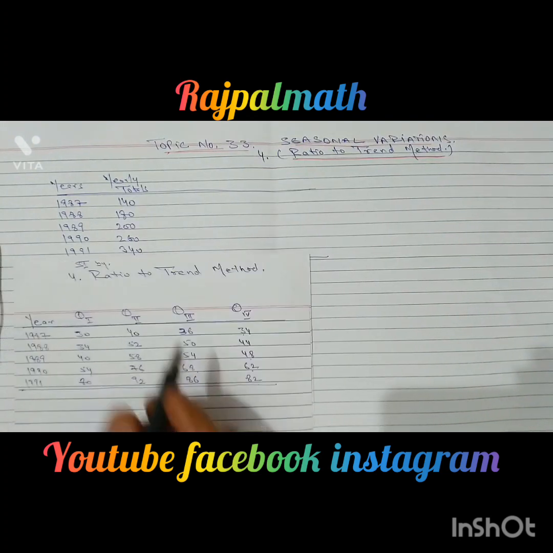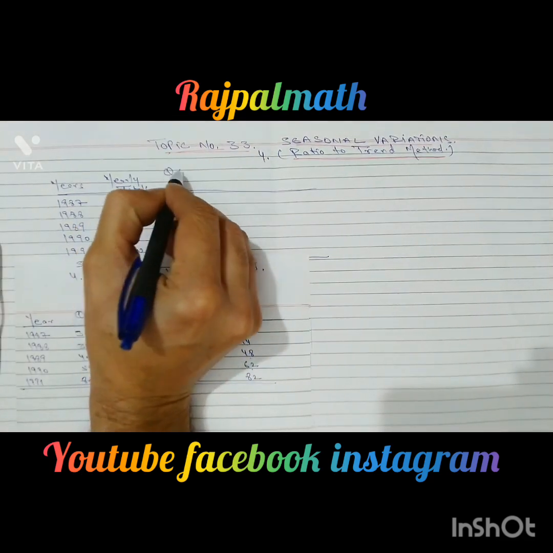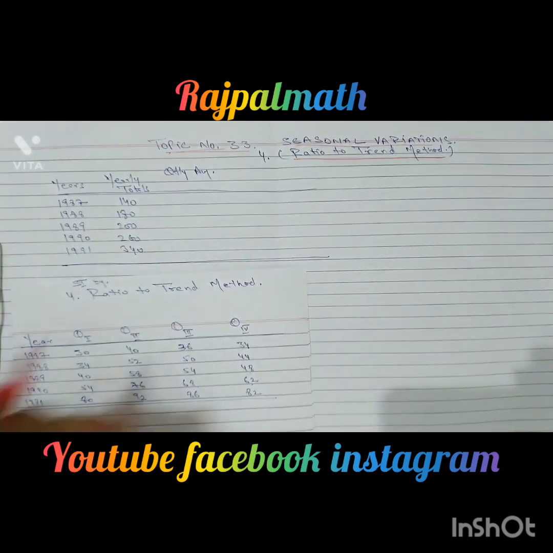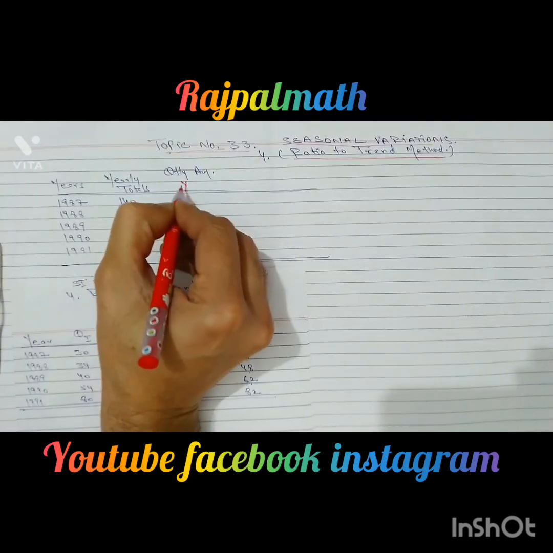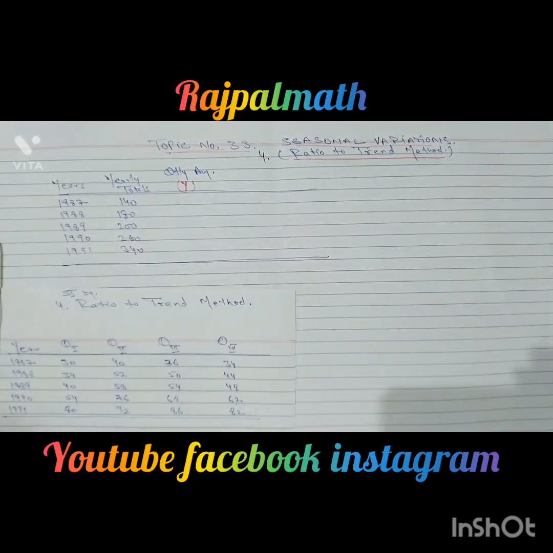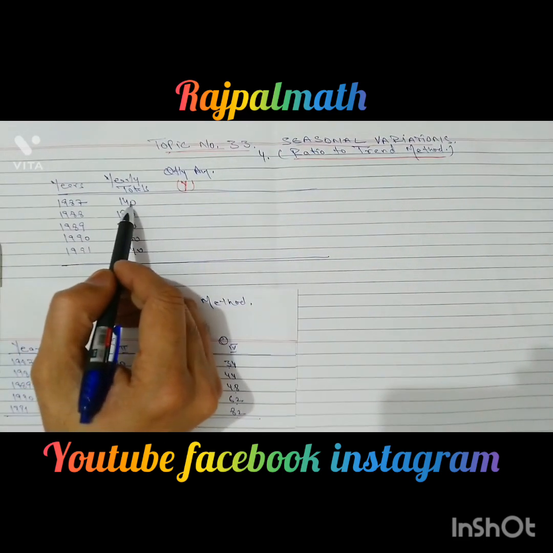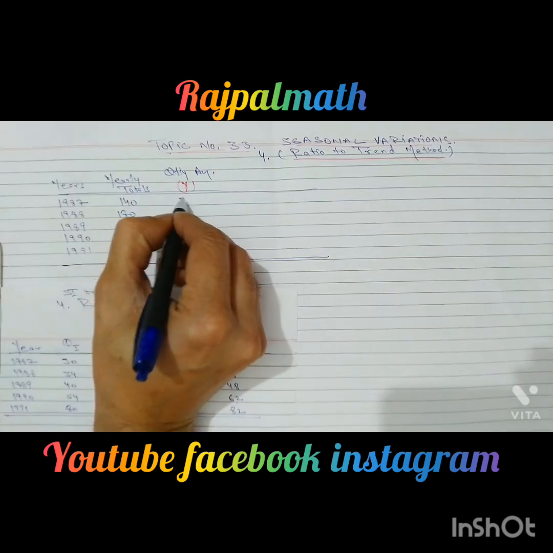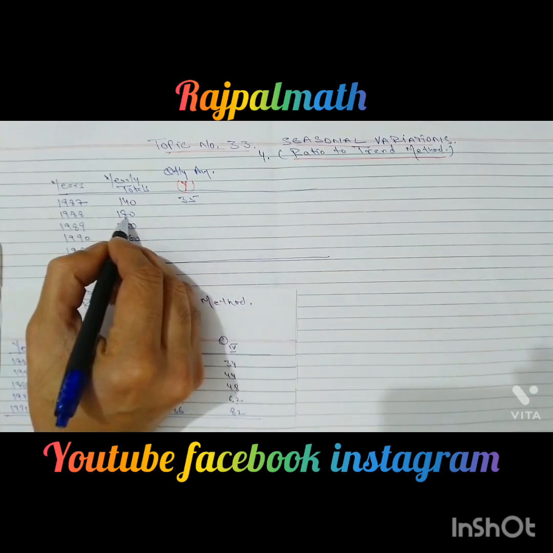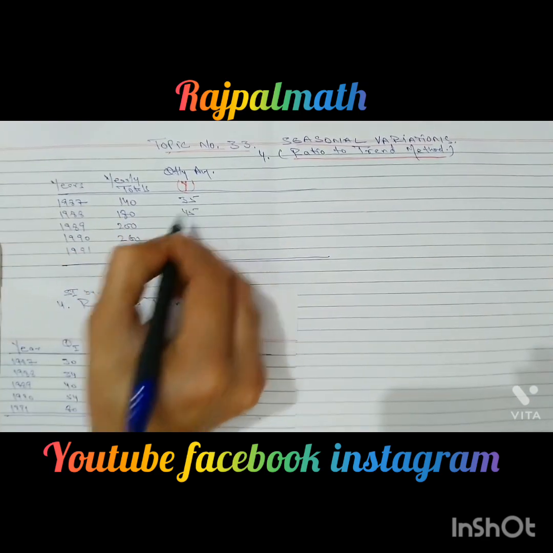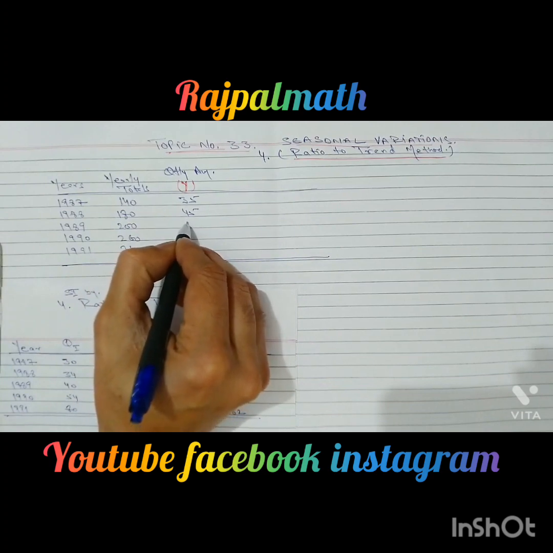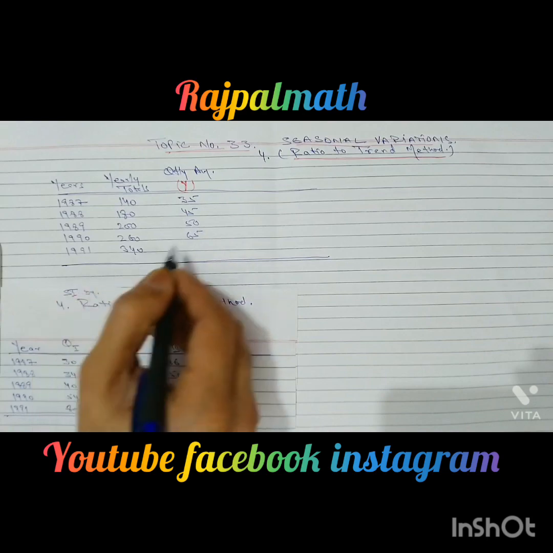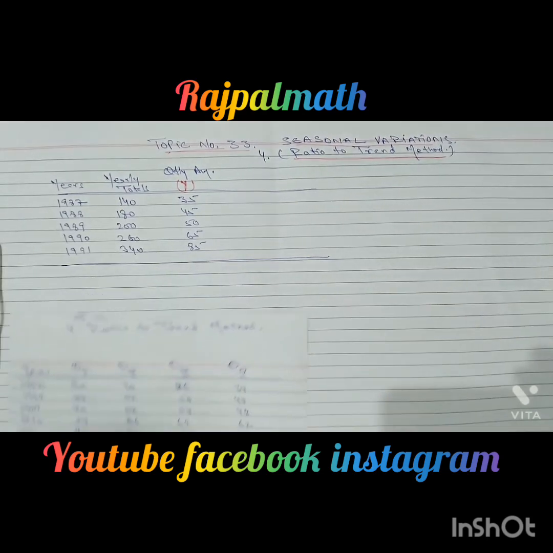Then quarterly average, which is our Y. Quarterly average is Y. 140 is the sum of 4 quarters. Therefore, to find the average, 140 divided by 4 comes out to be 35. 180 divided by 4, 45. 200 divided by 4, 50. 260 divided by 4, 65. 340 divided by 4, 85.